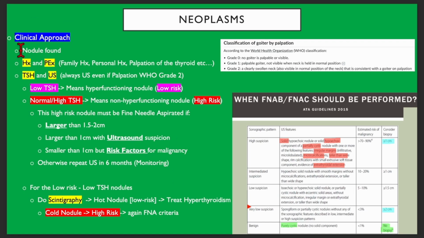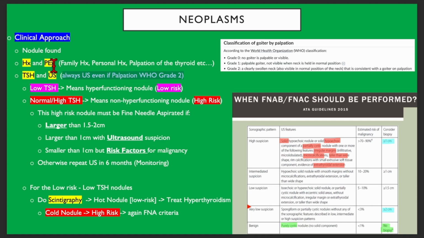Then we found the nodule. What do we do? We do the history, physical examination, palpation, everything like a normal doctor would do anyway on the nodule. WHO has different grading of palpation of thyroid. Grade 0 means no goiter, grade 1 means goiter, and grade 2 means swollen neck, like a huge goiter, visible even without palpation. But whether you have grade 0, 1, or 2, you always have to do ultrasound, okay? Remember, ultrasound always is needed.